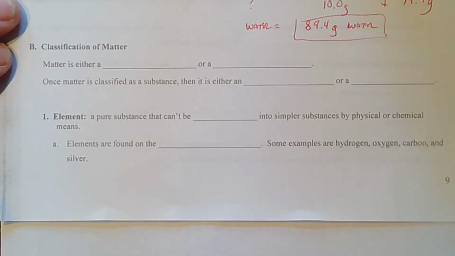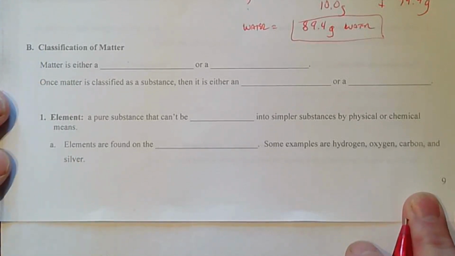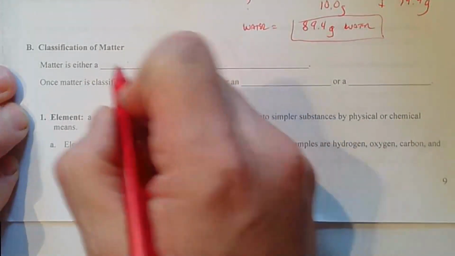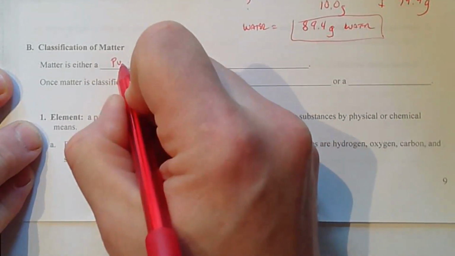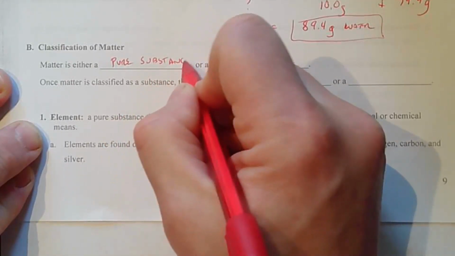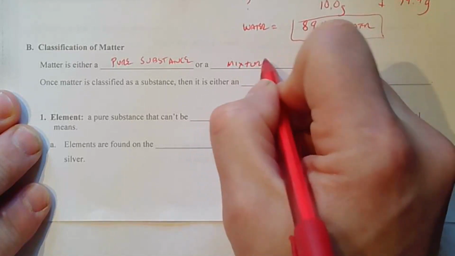Today's video is going to cover classification of matter. So we want to be able to classify matter into what it represents. And matter, in two broad categories, is either defined as a pure substance or a mixture of two or more pure substances.